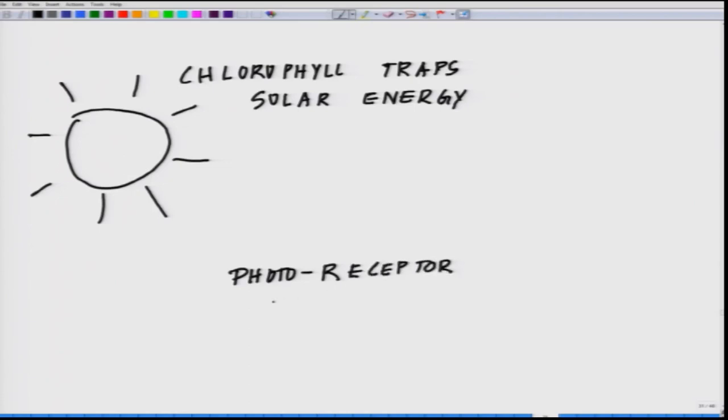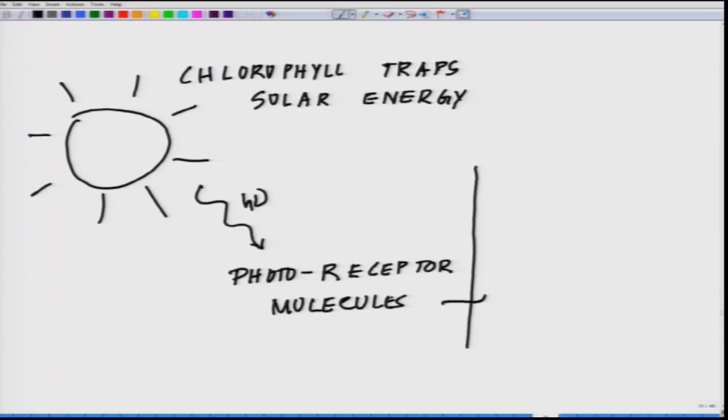Photoreceptor molecules. Okay. The principal photoreceptor in the chloroplast of most green plants is called chlorophyll, CHLORO, chlorophyll. A substituted tetrapyrrole, and we'll come to that. What does that mean?